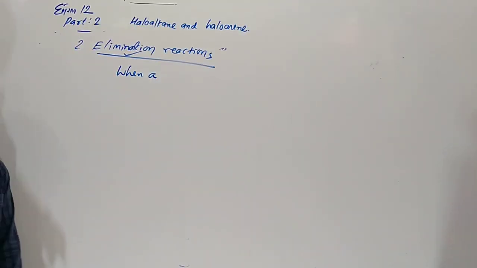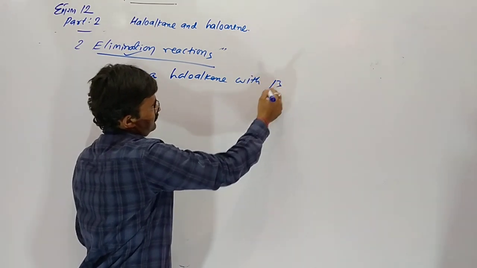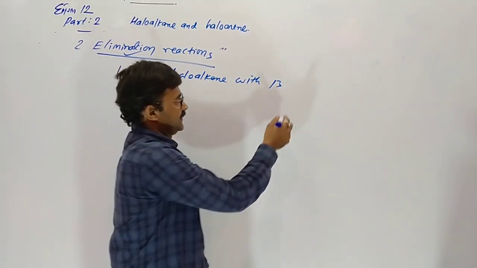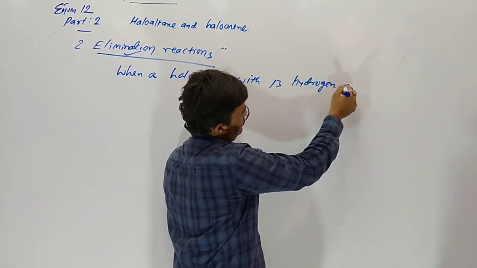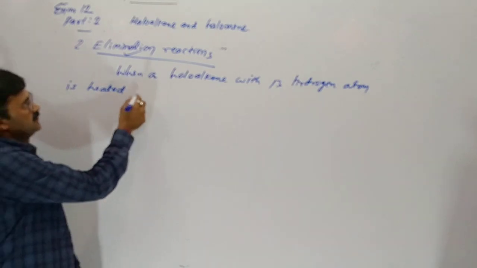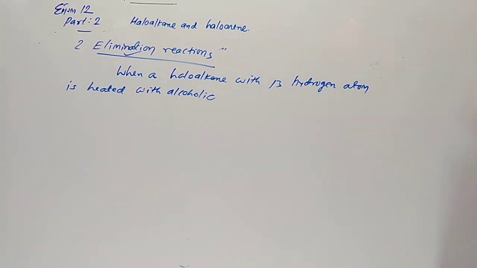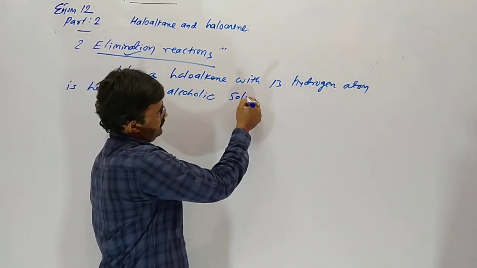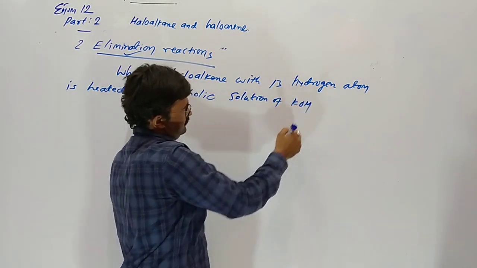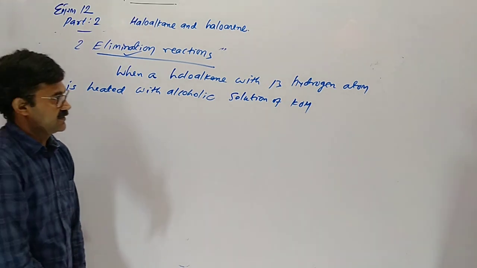When a haloalkane with a beta hydrogen atom is heated with potassium hydroxide, with an alcoholic solution of potassium hydroxide, in alcohol which is dissolved, there is elimination.